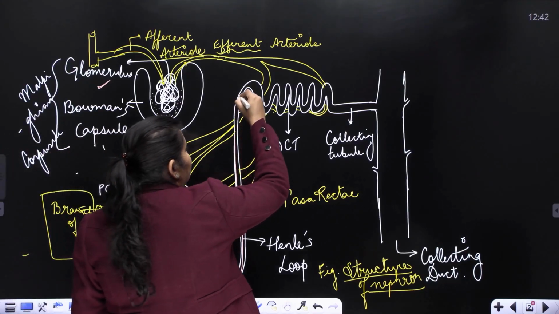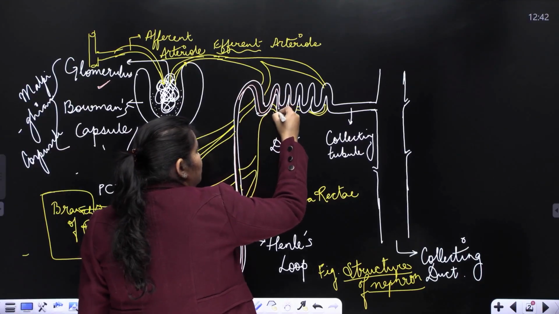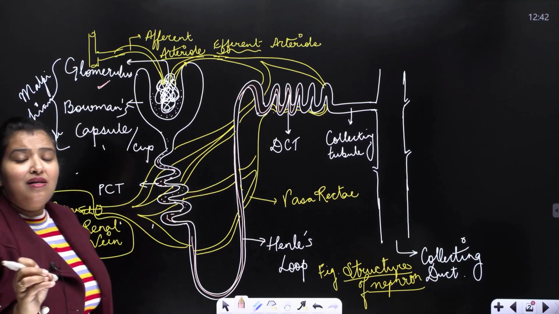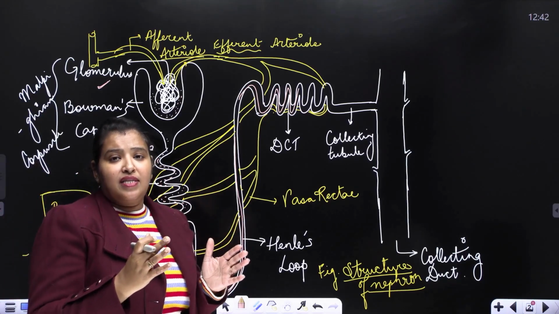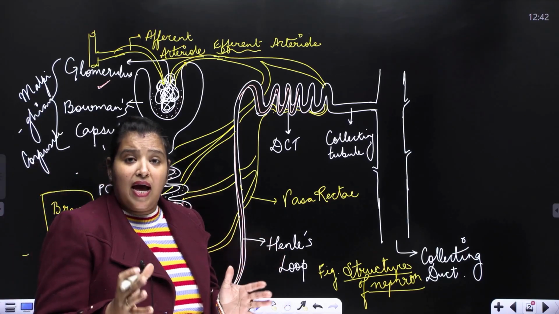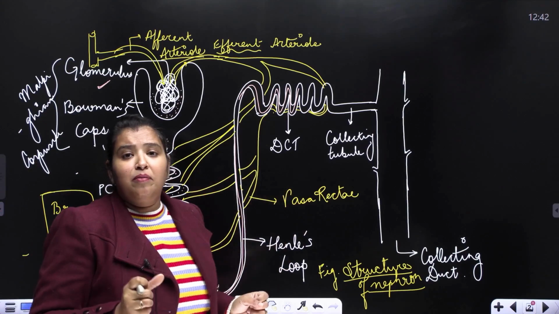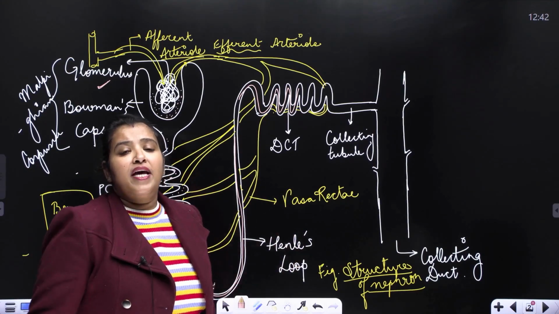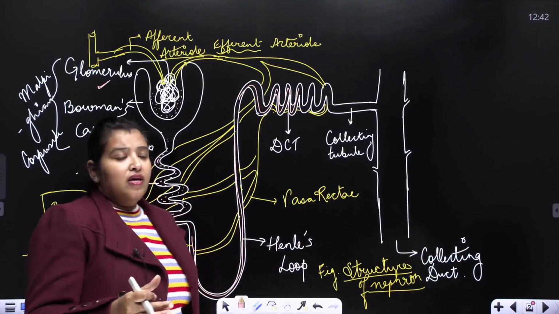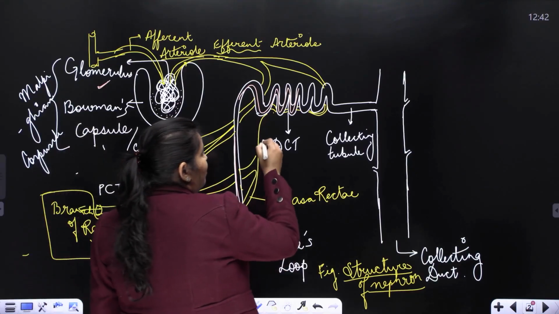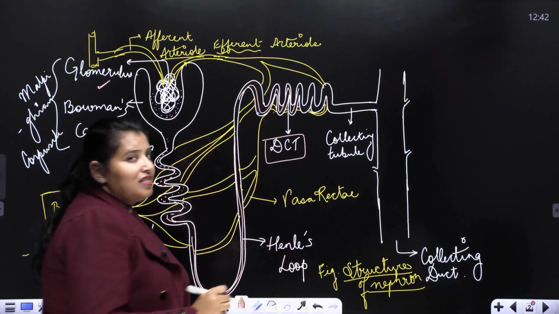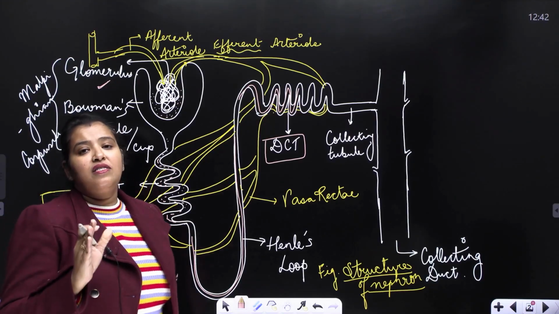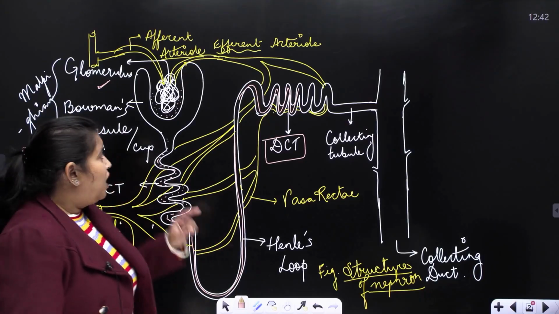And as we proceed in the DCT, what is going to happen here? Now there are certain wastes which are still present in the surrounding cells and the surrounding tissues, and they have not entered the bloodstream yet, but they need to be removed. So to get rid of this additional waste, the third step takes place here in the DCT, which is the tubular secretion. So these are the three steps of urine formation.